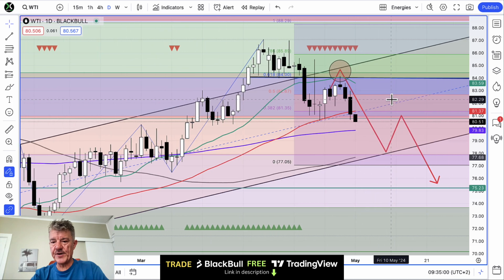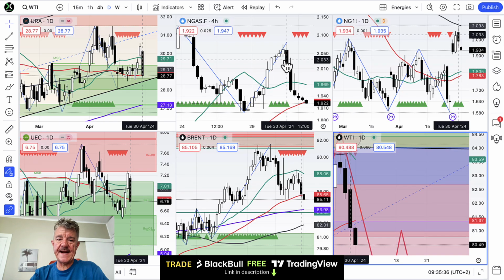I've actually got the path drawn in already, and then a resumption of the move down, back down through the bottom of the channel. So I drew this path in about a week ago. We're following it quite accurately so far, and if we keep this angle, we should take another few days to get to the bottom of the channel and then back up on a small bounce and a resumption of the downtrend.